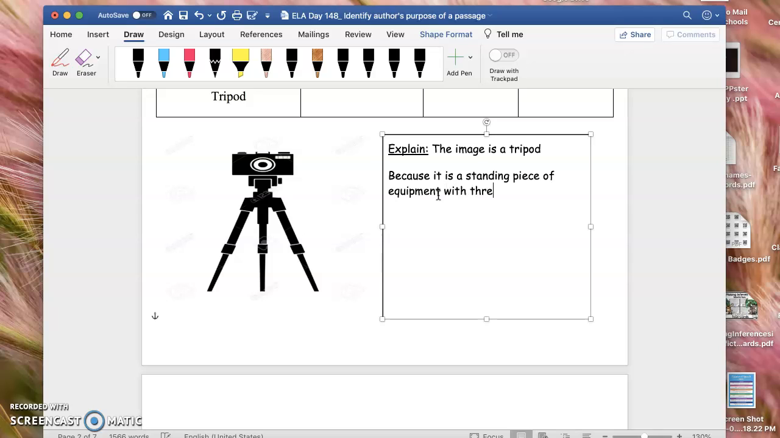With three legs used to hold a camera. Okay. All right, good.